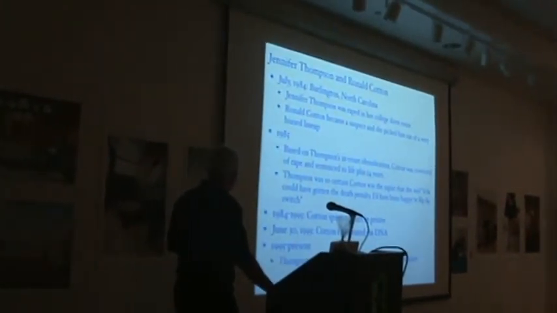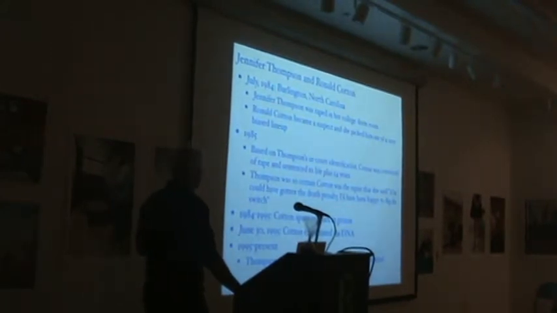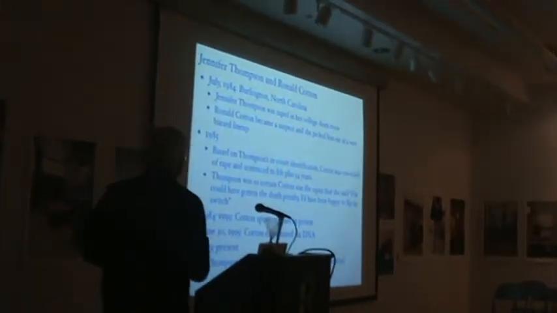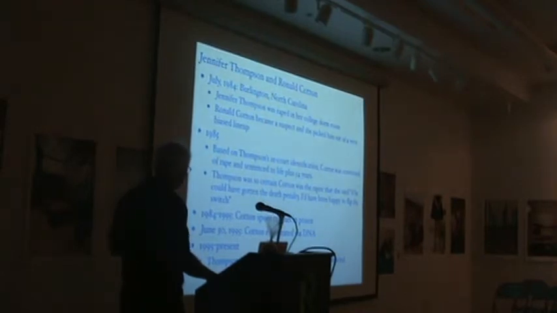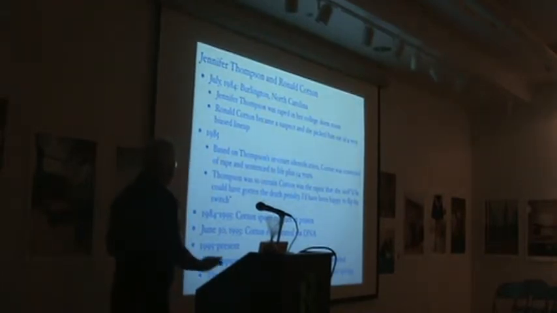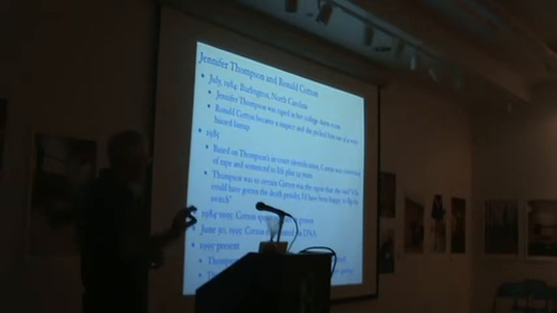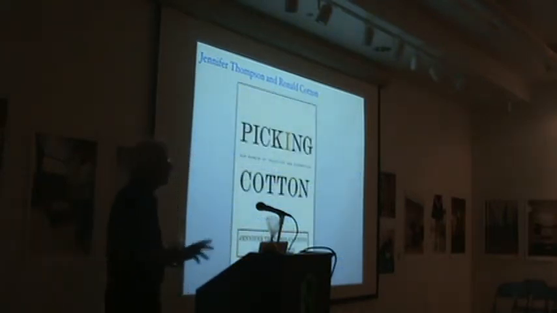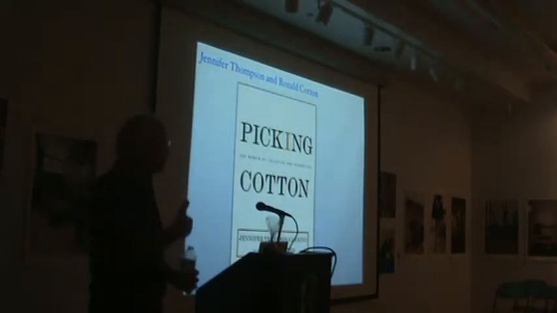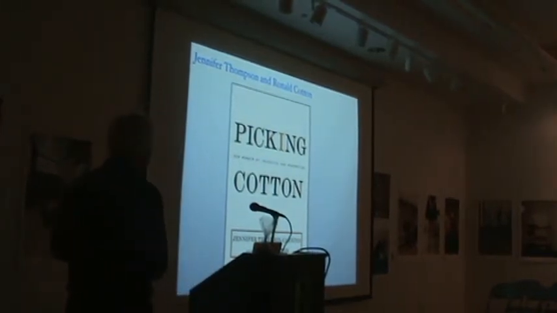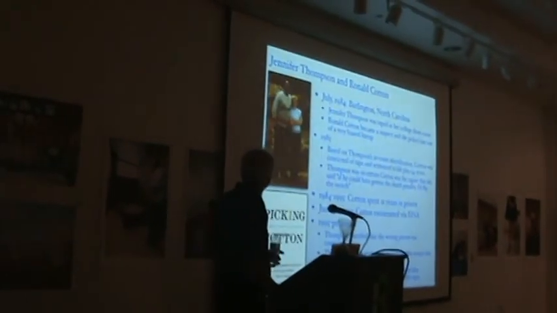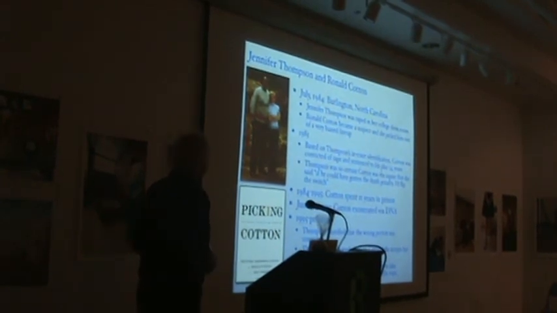From 1995 to the present, a couple of things have happened. Thompson, who's a very moral and ethical woman, was, as you might imagine, horrified that, based on her testimony, the wrong person was convicted. She sought Cotton out and deeply apologized to him. He accepted her apology, and in fact, they wound up writing a book together. This book, Picking Cotton, Our Memory of Injustice and Redemption. So there they are together, Thompson and Ronald Cotton.